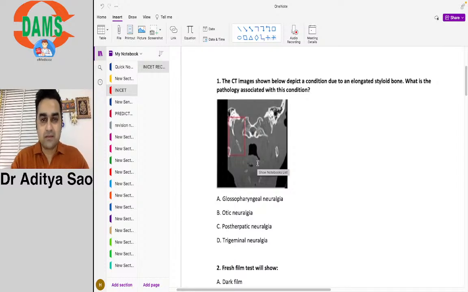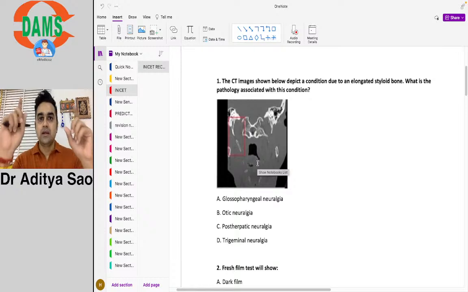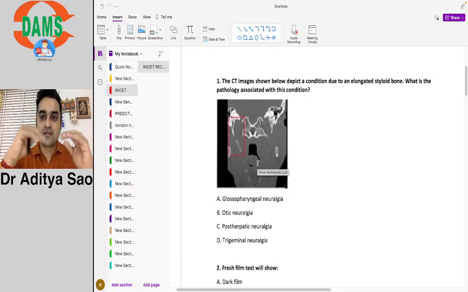Paper is like we have discussed most of the questions. Okay, so the first question is: the CT images shown below depict a condition due to an elongated styloid bone. The first thing that comes to our mind is that it's an elongated styloid bone, so it's going to be Eagle's syndrome. What are the things associated with Eagle's syndrome?